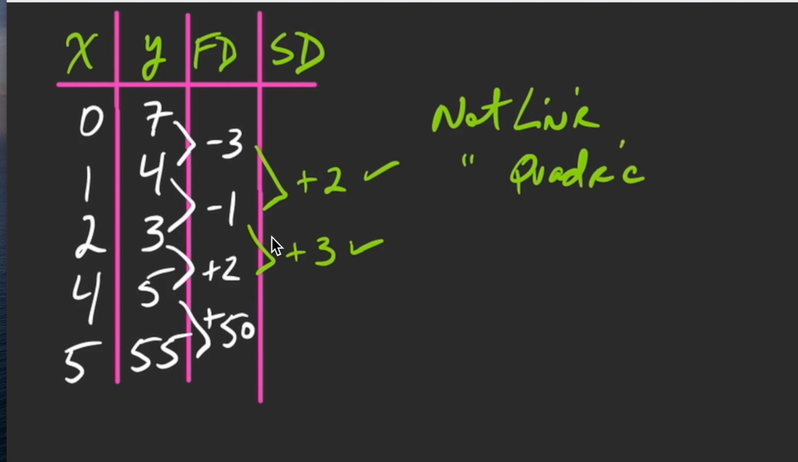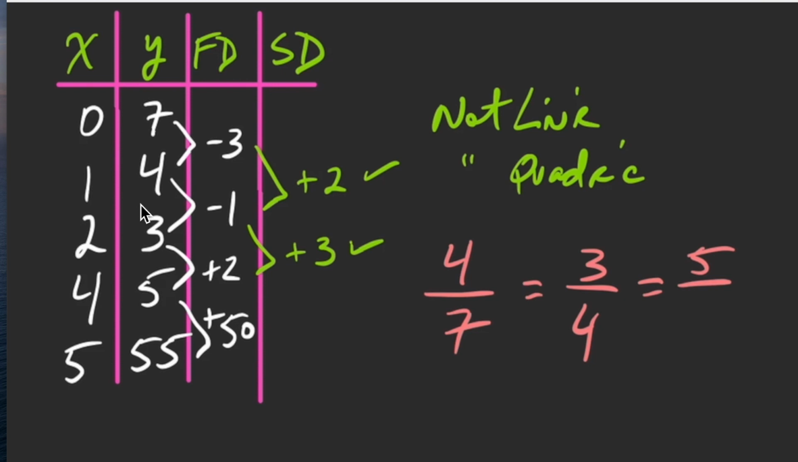If this is exponential, there's going to be a common ratio, meaning if you have 4 divided by 7, that should equal 3 divided by 4, which should equal 5 divided by 3, and we already see that there is no common ratio. Therefore, this table of values is none of the above.